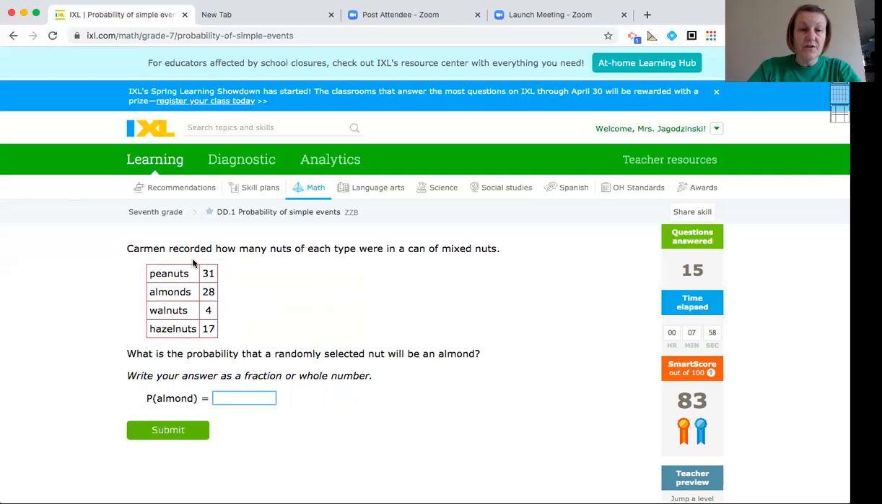And then you will get questions with an entire table. Carmen recorded how many nuts of each type were in a can of mixed nuts. What's the probability that a randomly selected nut will be an almond? So find almond here, which is 28. And then you need to know how many total are in the can. So I need to go ahead and grab my calculator. 31 plus 28 plus 4 plus 17. And I have an answer of 80. And again, if you want to reduce that fraction to lowest terms, you can. If you want to just type it in as 28 over 80, they will accept that too.